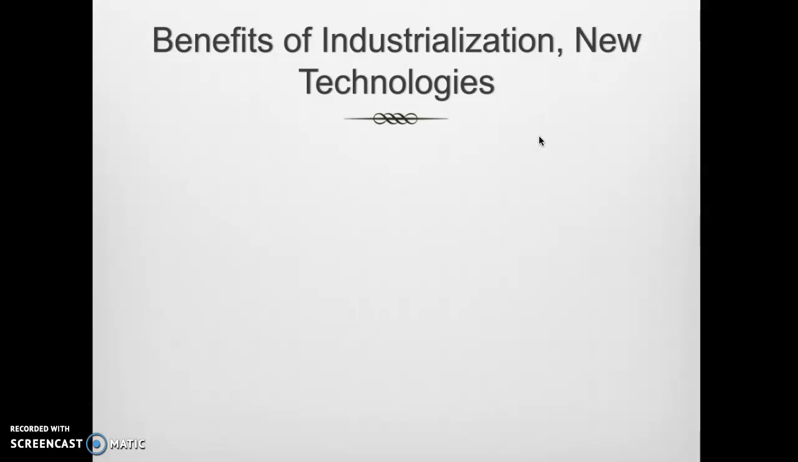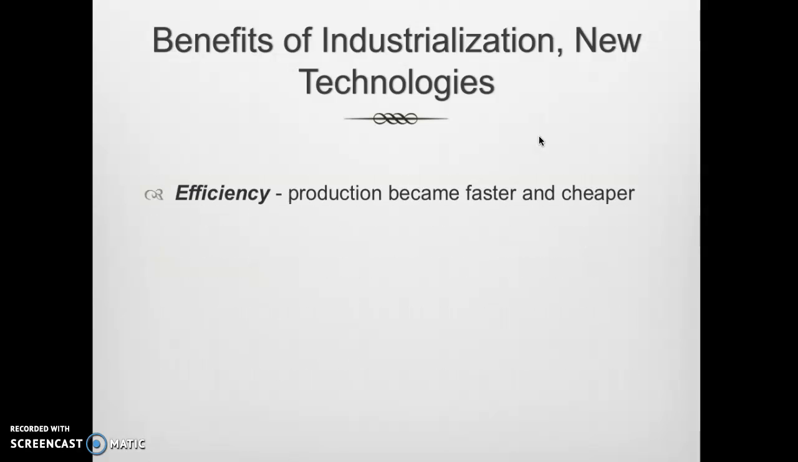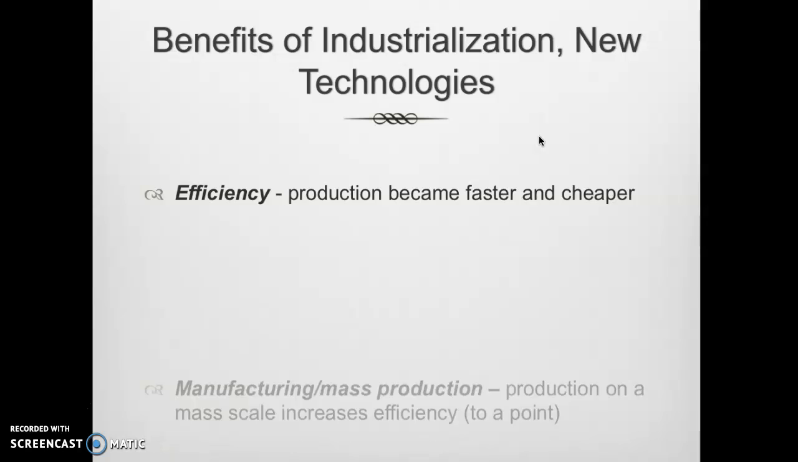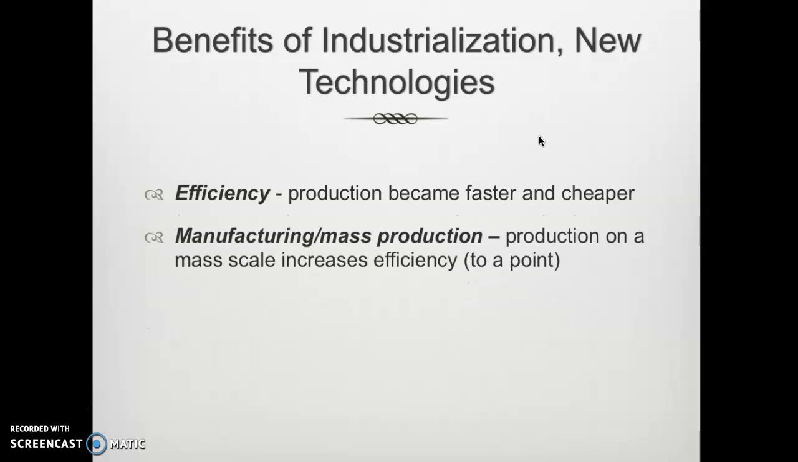Now, there were some benefits to this industrialization and these new technologies, one of them being the concept of efficiency, which has become one of the hallmarks of American business and global business, really. And that is the ability to do things faster and more cheaply. So less work in and more output out is the principle of efficiency. This is often achieved by producing on a much larger scale than before.